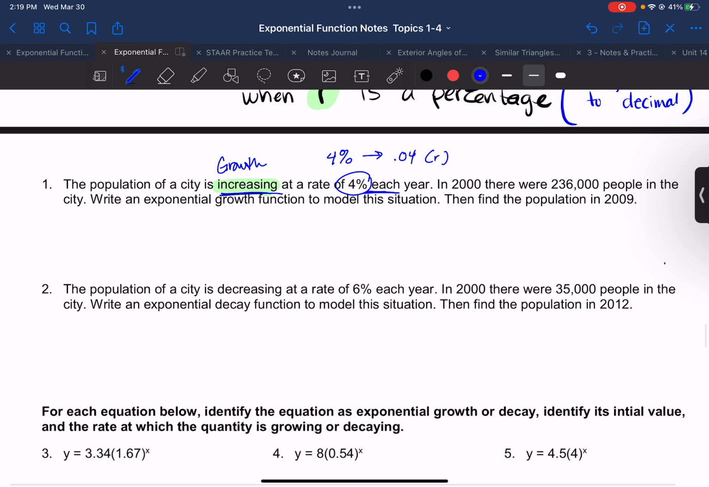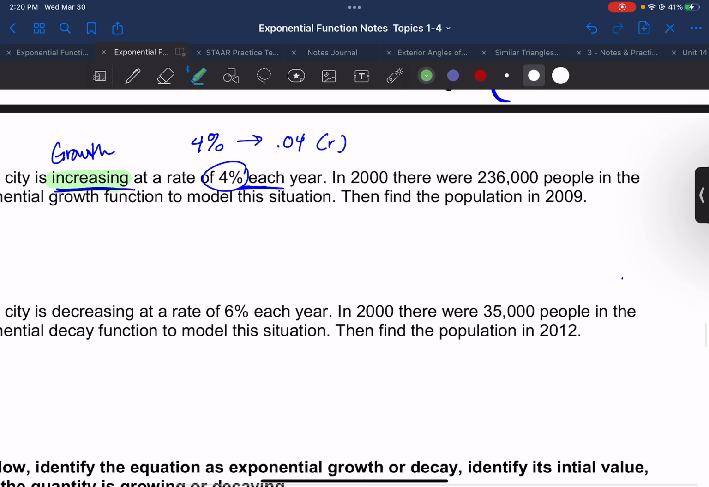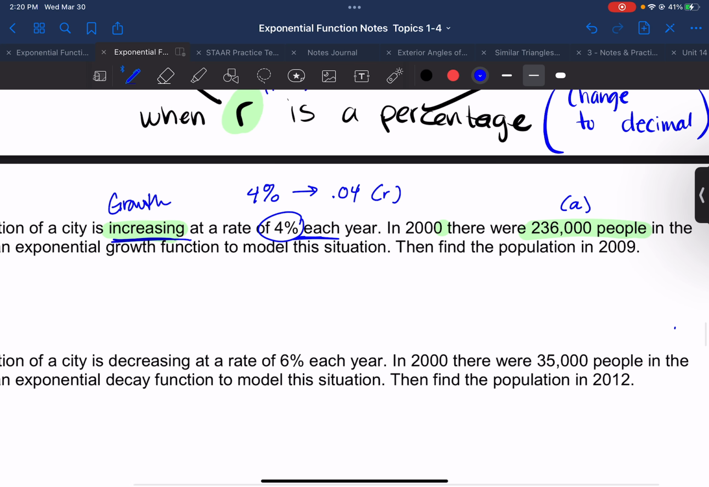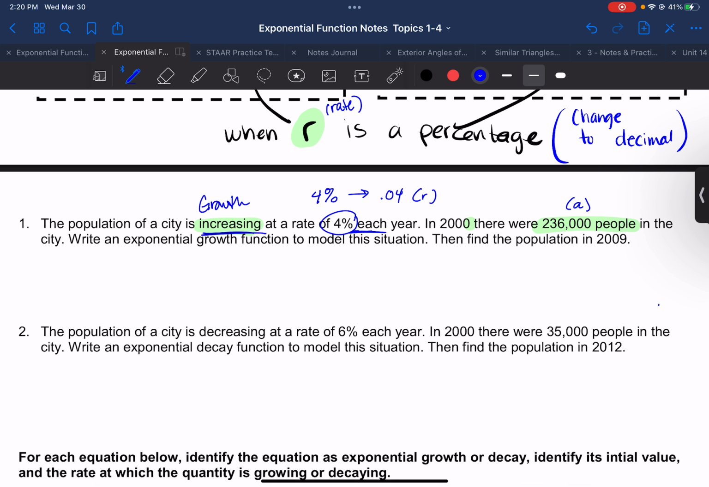And then we say, in the year 2000, there were 236,000 people in the city. And that looks like that's my initial value, right? This tells me where we started, this many people. So this is my a. Okay, cool. It says write an exponential growth function to model the situation, then find the population in 2009. So let's just start with writing the function.